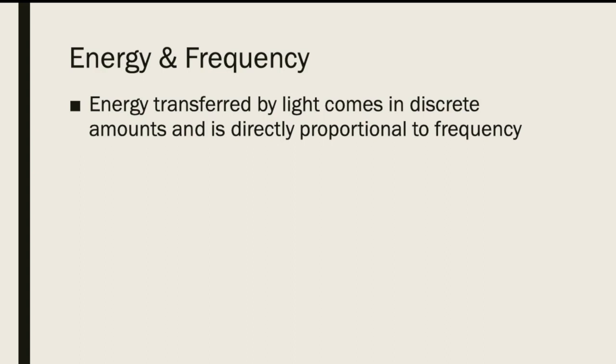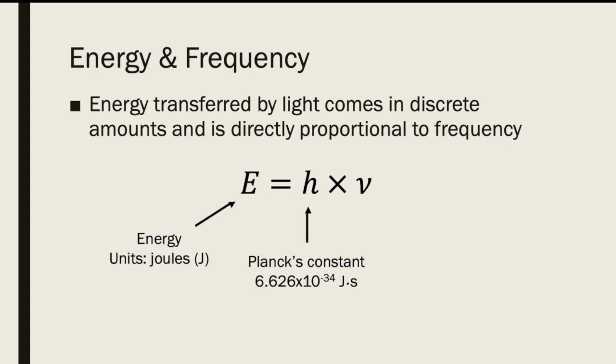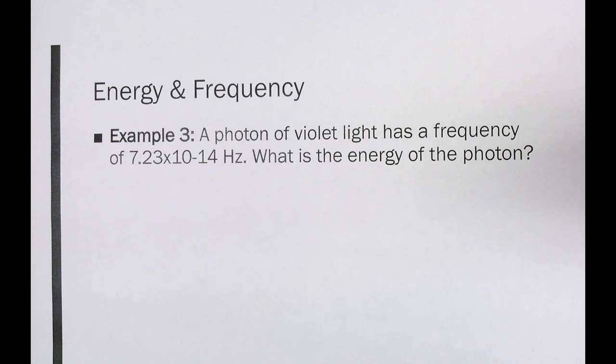We can calculate this using an equation developed by Max Planck, and that is E equals h times nu, where E is your energy in joules, h is Planck's constant, which is 6.626 times 10 to the negative 34th joules times seconds. Again, don't worry about these constant numbers. They're not something you're going to need to memorize. The constants will always be given to you in problems. And again, nu is just your frequency in hertz. Now let's look at an example problem for calculating the energy of a wave.